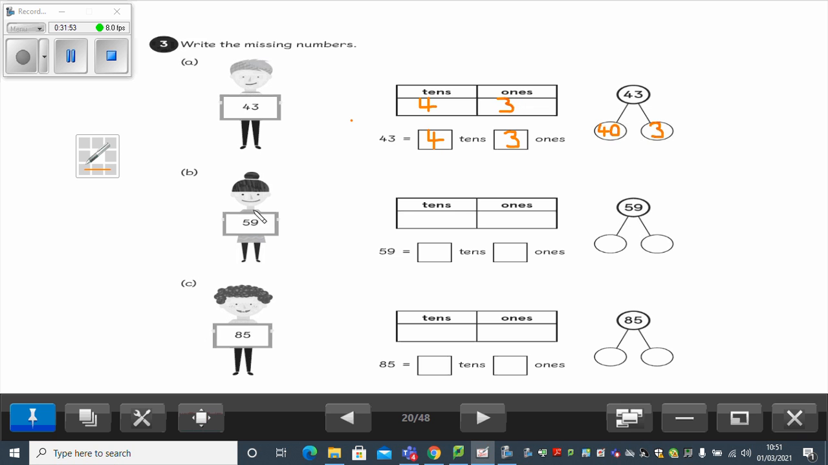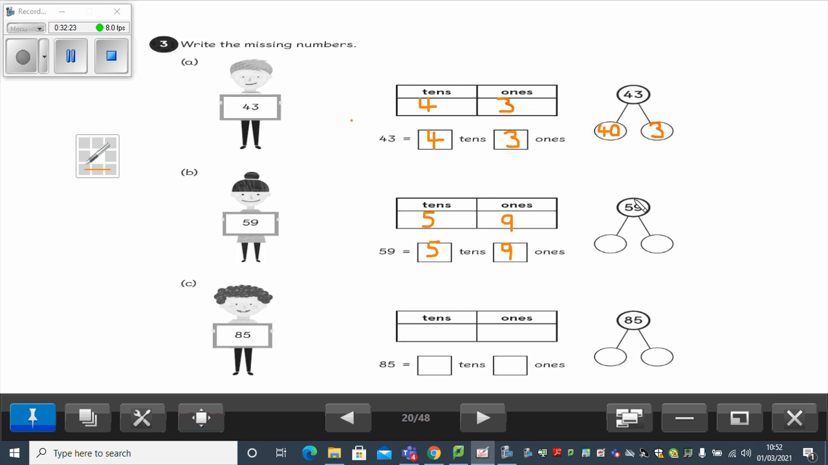Let's have a look at the next one. So here we had the number 59. So we know that this is our tens and this is our ones. So 59 has 5 tens and 9 ones. So 59 equals 5 tens and 9 ones.